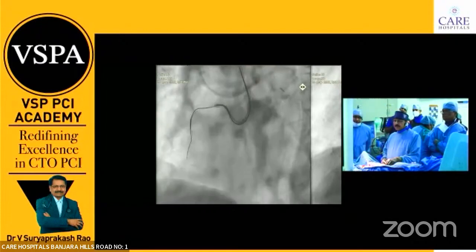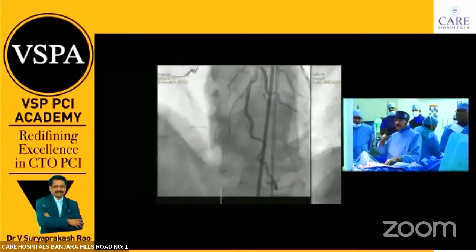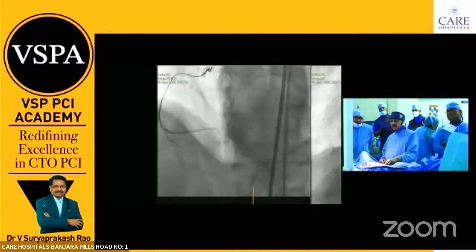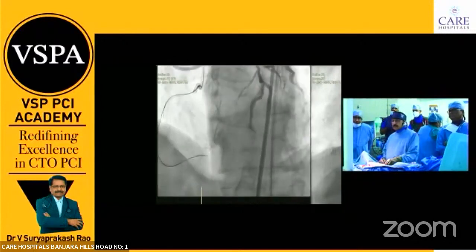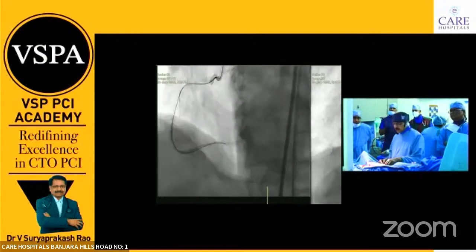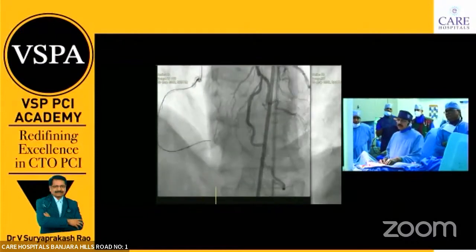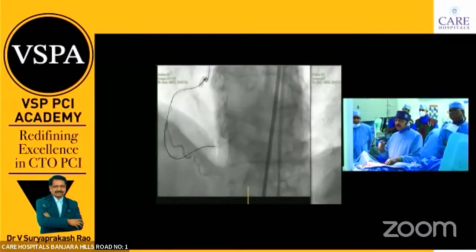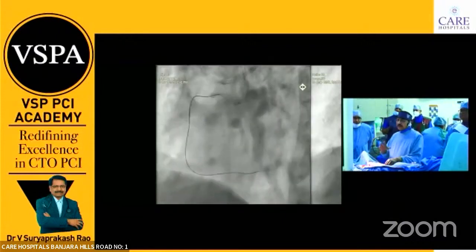Next. So my wire is in the distal true lumen. What was the tip load of the Ultimate Bros? 3 or 6 or what? 3 grams. Okay. 3 grams. So then after that, I tried to push the Corsair.